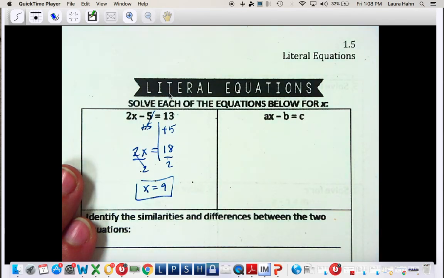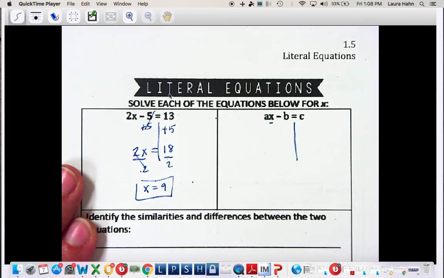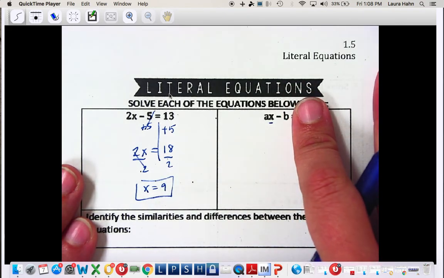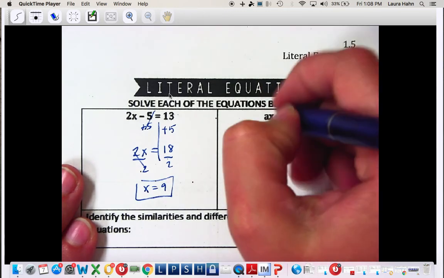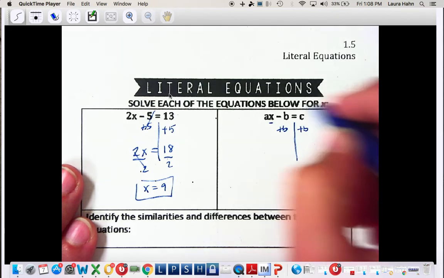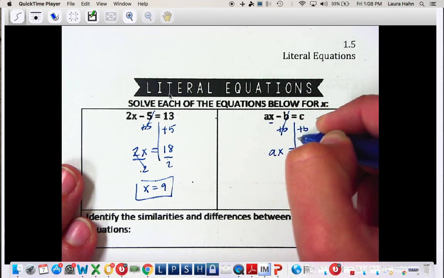Okay, so now what we're going to do is, instead of using numbers, it's going to be all letters, but pretty much it's exactly the same. We want to solve for x. But just like our other rules, we're going to follow it the same. So the first thing I want to get rid of is the minus b. To get rid of a minus b, you add b. Do it to both sides. My b's cancel, so ax falls down. On the other side, I have c plus b.